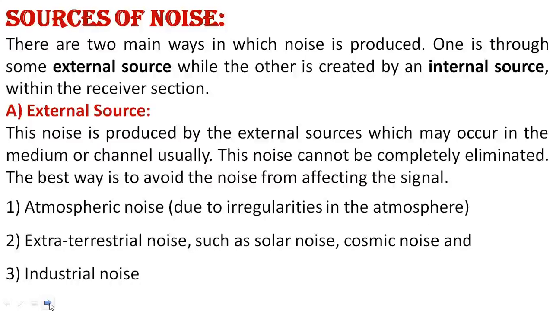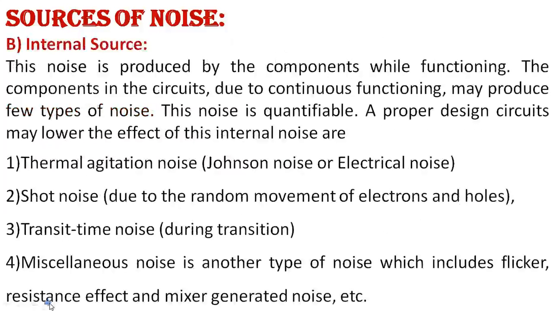First one is the atmospheric noise due to irregularities in the atmosphere. Second one is the extraterrestrial noise such as solar noise and cosmic noise, and third one is the industrial noise. So these are the external sources which produce noise at the output. Now second source is the internal source which generates the internal error or internal noise in a system and produces the noise or error at the output.